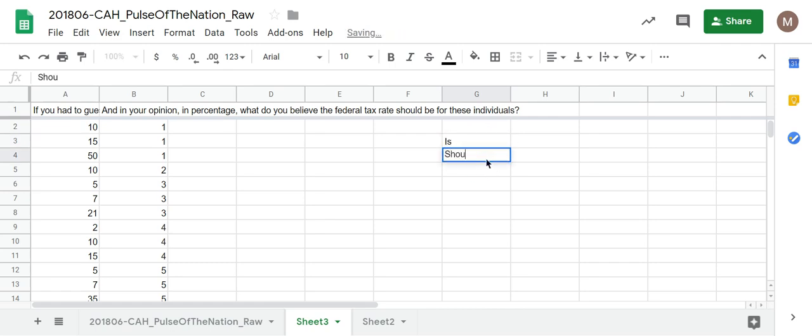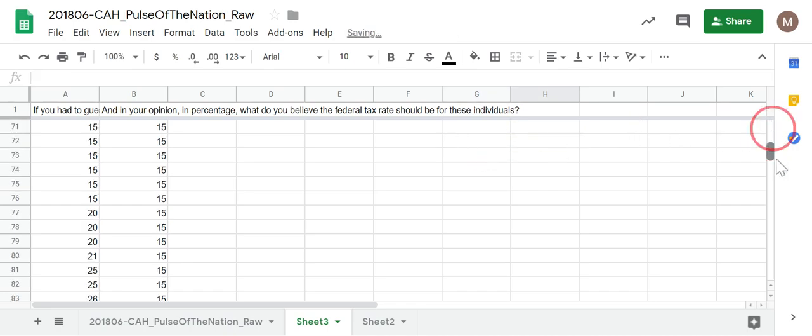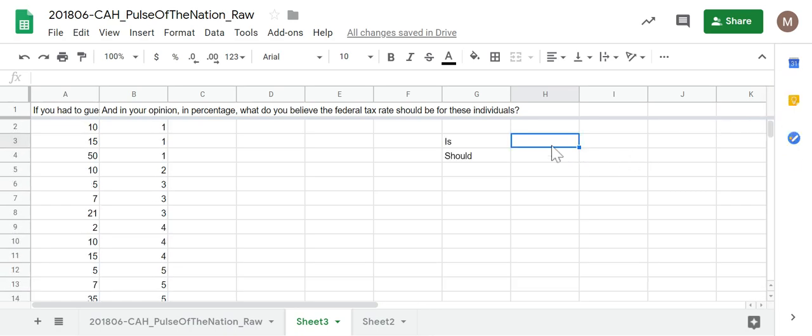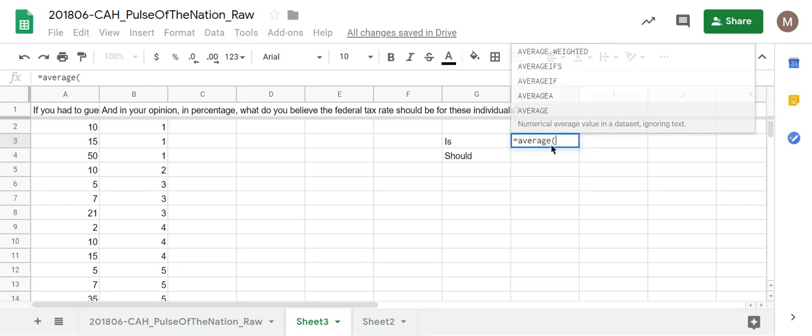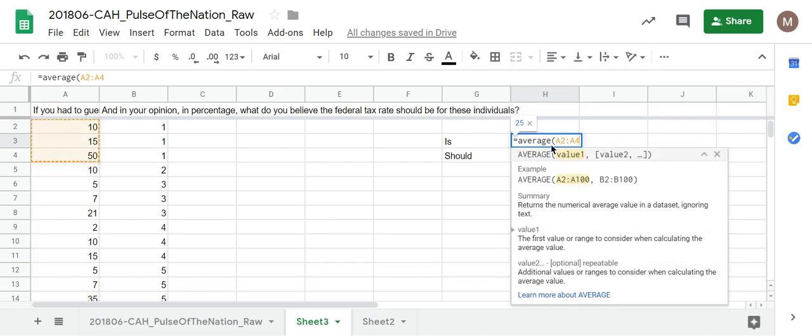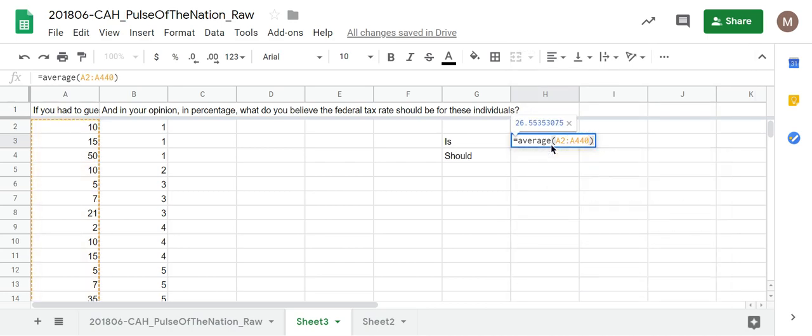Here we have what they think it should be. And let's do the average of column A, and we want to go column A from cell 1 down to cell 440, equals average A2 colon A440. Did I say cell 1? I meant cell 2 because cell 1 is the heading. So people think the tax rate on people making more than $500,000 is 26.55%.